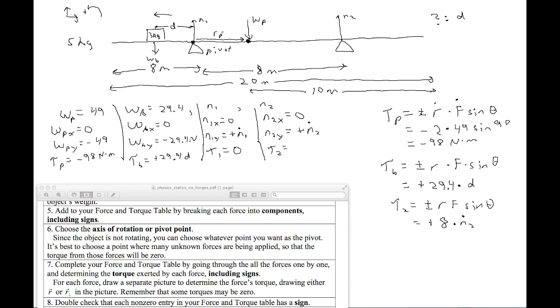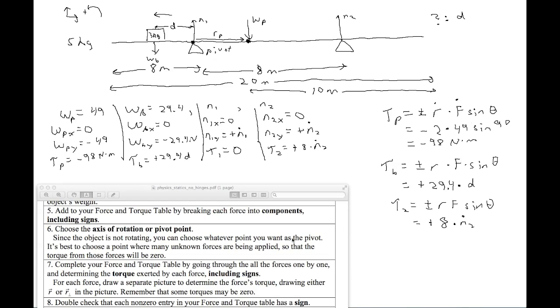Remember that we have to be consistent. We're still thinking of this point as the pivot. Well, if we pushed up over here, that really would make us rotate counterclockwise. So you were correct. That should be positive. So it's good that you were thinking about that sign. Okay.